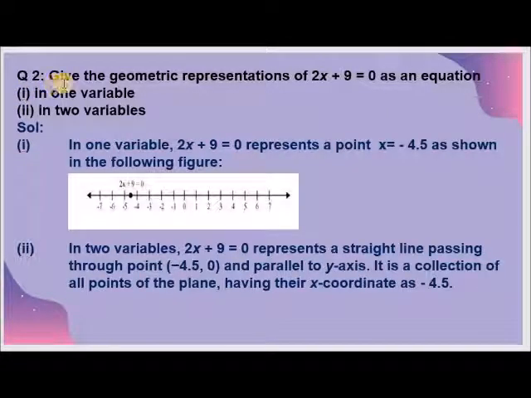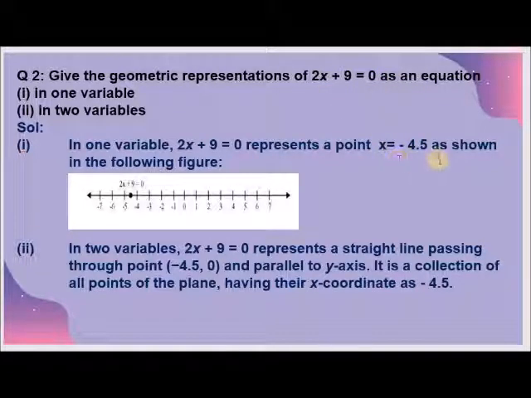Give the geometric representation of 2x plus 9 equals 0 as an equation in one variable and in two variables. So in one variable, 2x plus 9 equals 0 represents a point x equals -4.5. Why -4.5? Because this 9, if it goes over to the other side of the equals sign, then it becomes negative, and 9 by 2 is 4.5. So x equals -4.5.